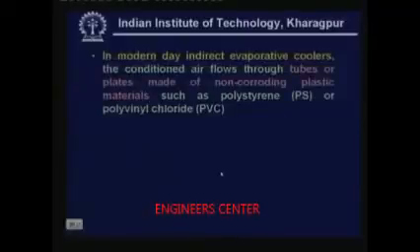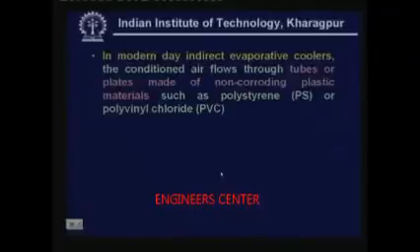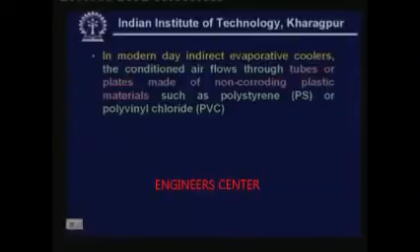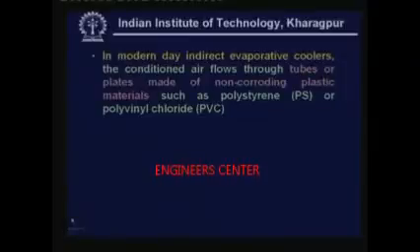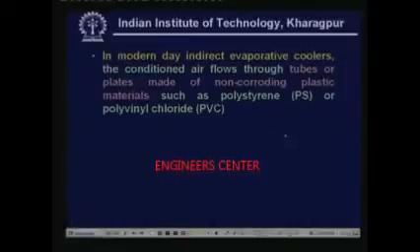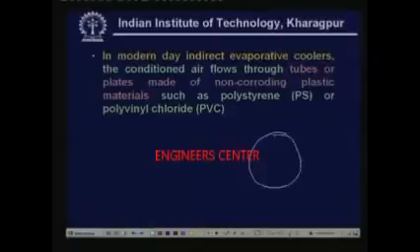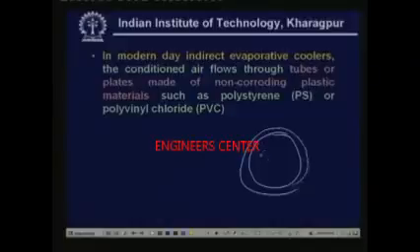What I have shown is only a schematic. In modern day indirect evaporative coolers, the conditioned air flows through tubes or plates made of non-corroding plastic materials such as polystyrene, PS, or polyvinyl chloride. That means what happens in modern indirect coolers is, you have a tube, let us say, like this. This is just a schematic. Through this your secondary air flows.